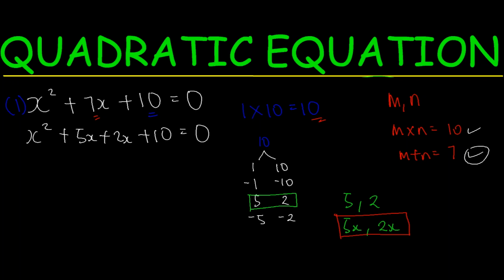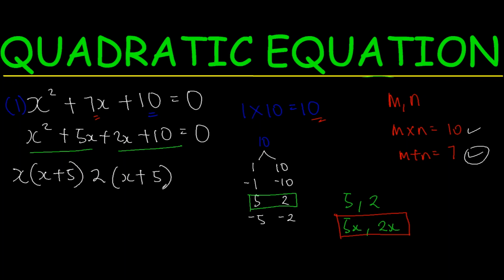So next, we have to factorize our equation, but we'll factorize by grouping. We group the first two terms, x squared plus 5x, and the last two terms, 2x plus 10. So factorizing by grouping, we can bring out x here, and here will be x plus 5. And for 2x plus 10, we can bring out 2, and here will be x plus 5 is equal to 0. So we have that x plus 5 times x plus 2 is equal to 0.